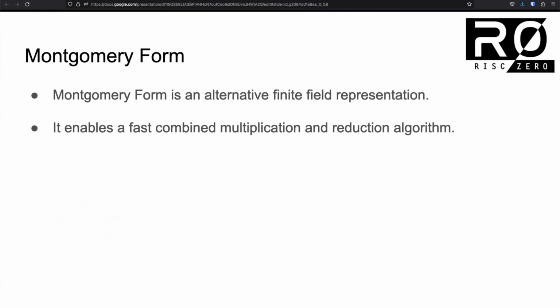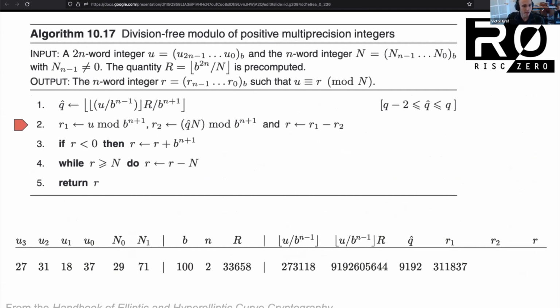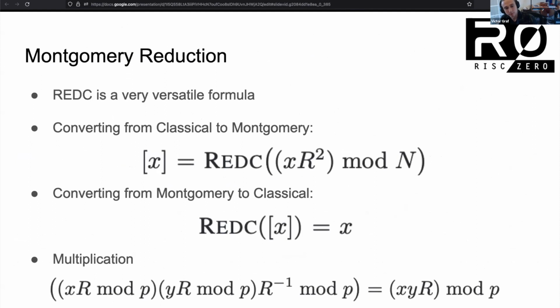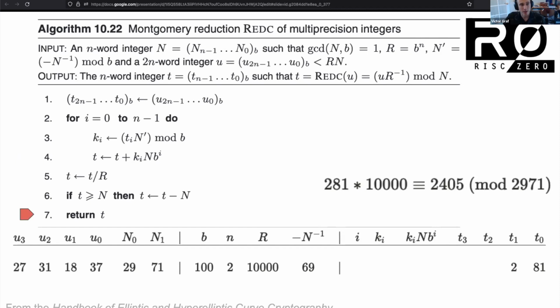Yes. So the relevant slide is that one, that's the reduction. Then there's also this one as well. The answer is yes. Basically, this algorithm here, this combined multiplication and reduction, is closed over the Montgomery form integers.